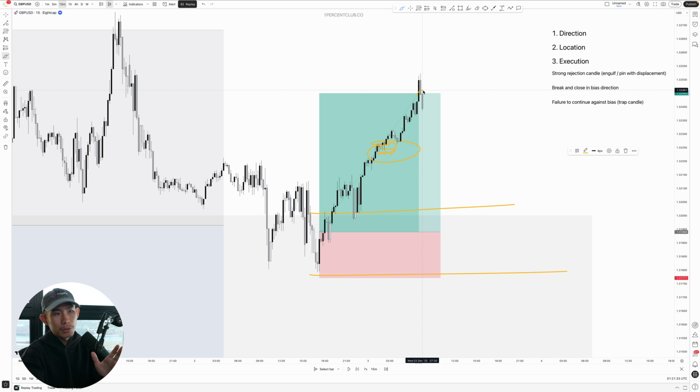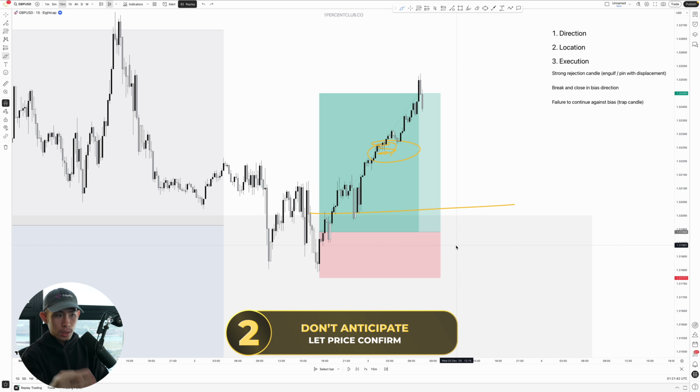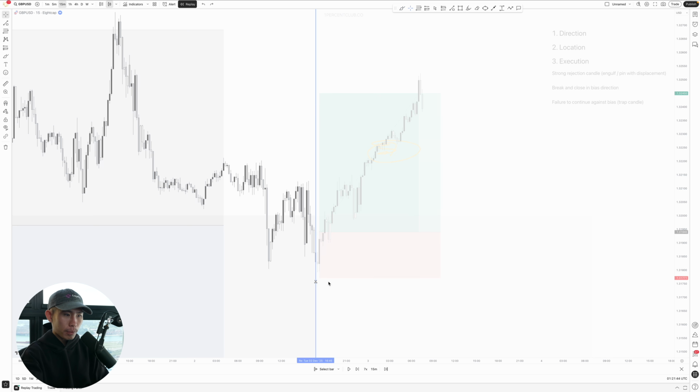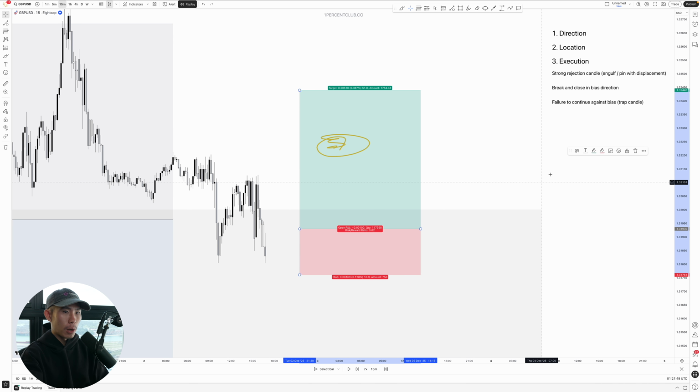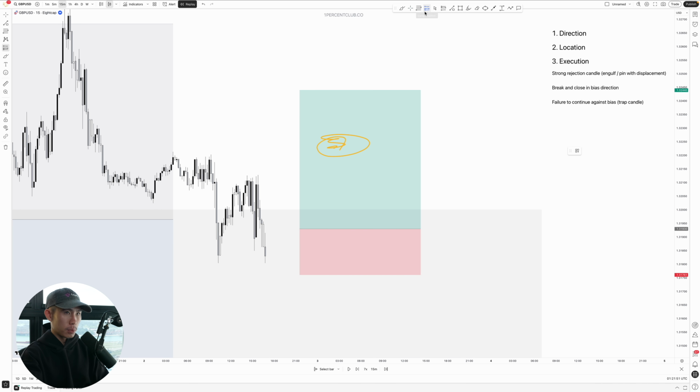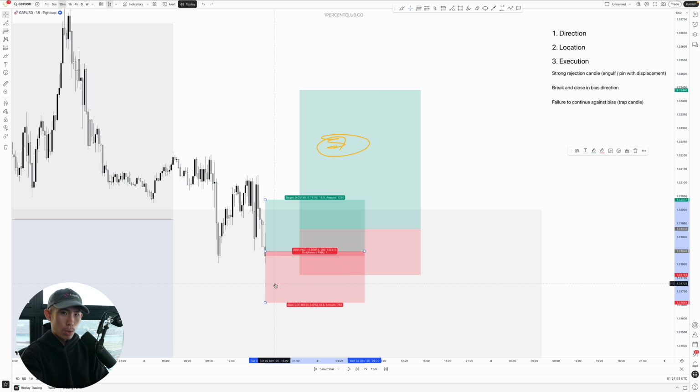I'm much better off waiting for price to come down to the location, come down to a point of interest, then I look for my entry. That's non-negotiable. Another thing is I don't anticipate candles. So over here, when price is coming down here, I don't sit here and think, oh my god, I'm going to enter for a buy right now. I'm going to assume that price is going to go up and reverse right here. No, you don't do that, right?